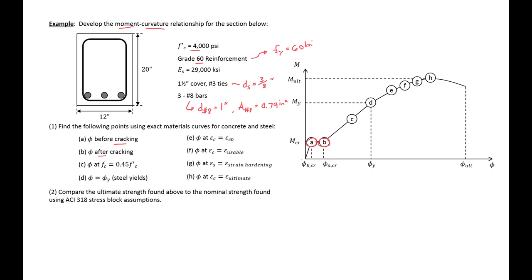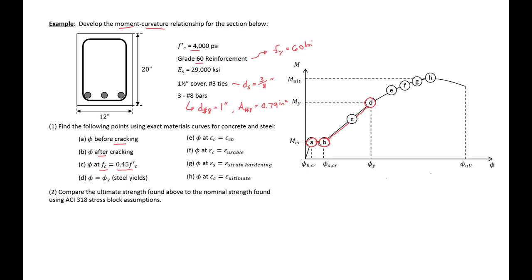Then we'll still be in the linear elastic range, and we'll calculate 1 point within our linear elastic range. We'll just arbitrarily choose here a concrete stress of 0.45 F prime C. Normally our linear elastic range will continue to a concrete stress of about 0.7 F prime C, so 0.45 should still be in our linear region. Then we'll calculate where our steel yields. So this will be the end of our linear elastic region for our section.